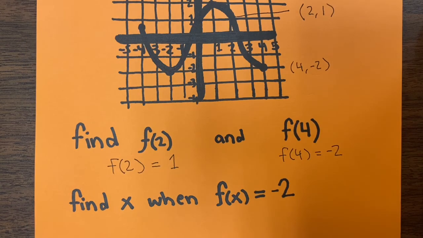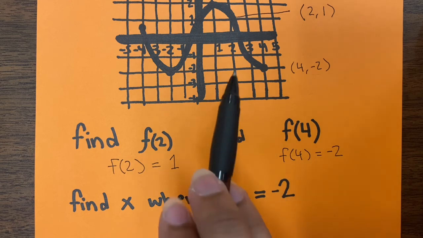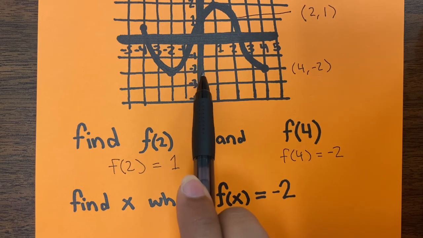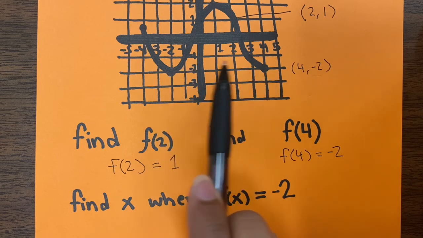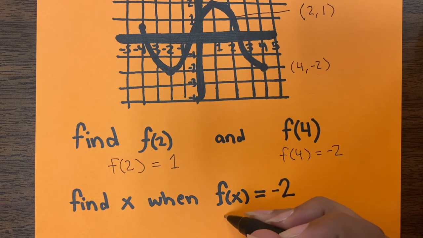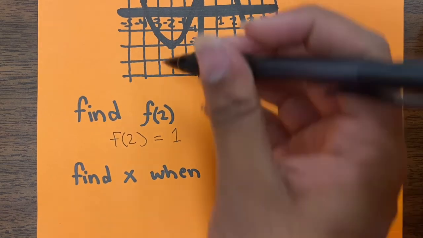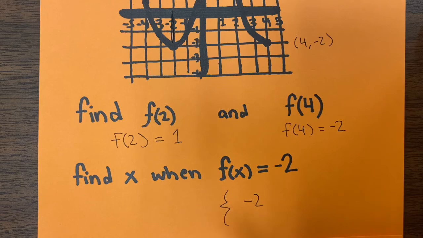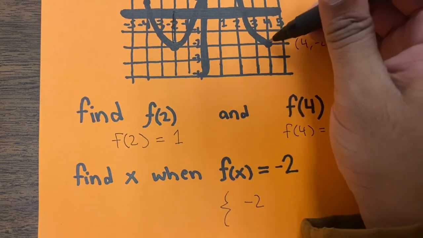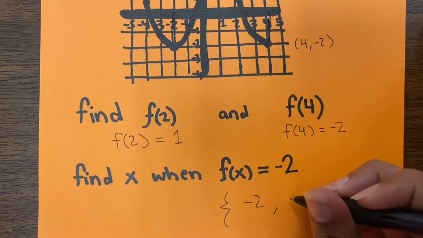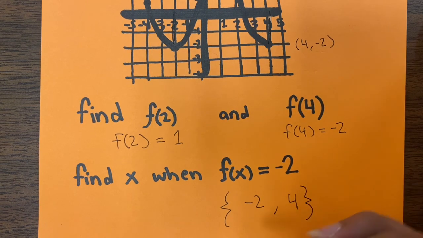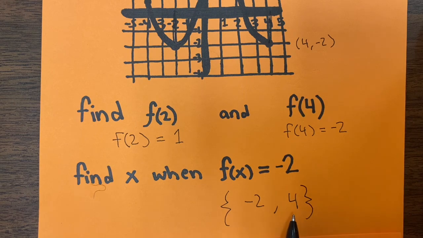So now it wants us to find x when f of x equals -2. So I want to find the x value when my y value is -2. So when y is -2, I see there are actually 2 values. So we have -2 is the x value right here. And at -2, it's also at 4. So I'm just going to write it in brackets, -2, 4. And that's how I would write a series of answers.